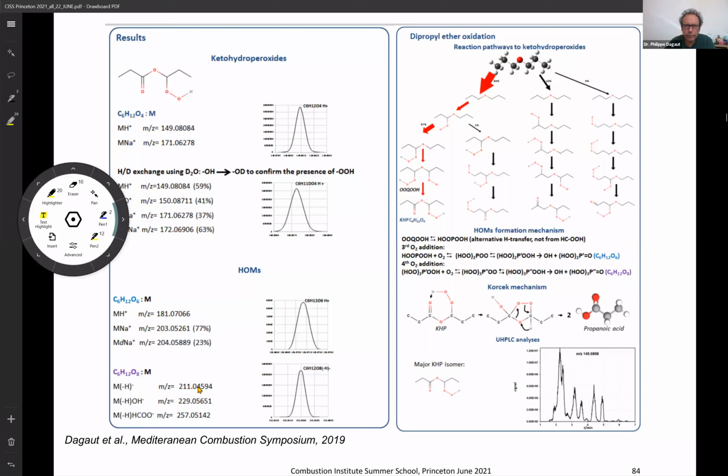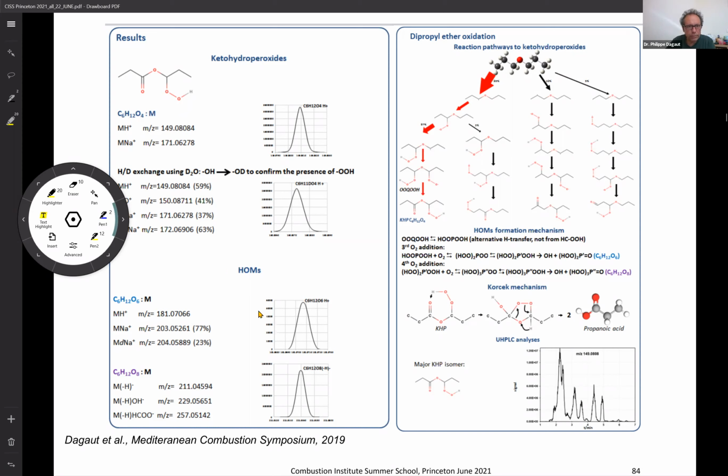So these are examples of results obtained during the oxidation of dipropyl ether. This is the kind of keto hydroperoxide that we can see, and this is a nice mass spec signal. To make sure that we have this hydroperoxy function here, we used the H/D exchange using D2O, and then we looked for the ions corresponding to this exchange, and we could see the ions, which confirm that there is an OH group here.